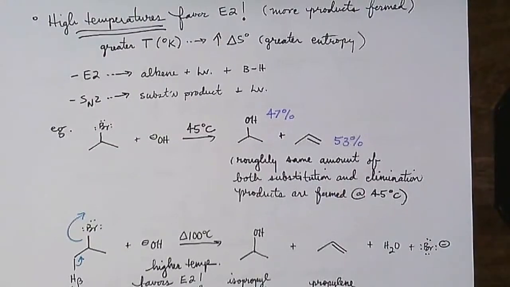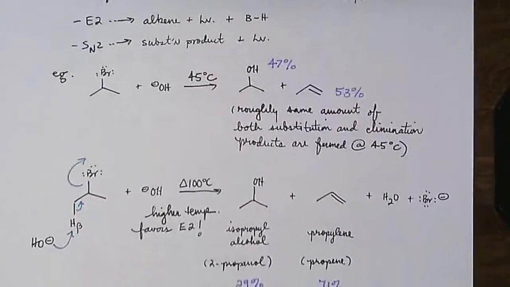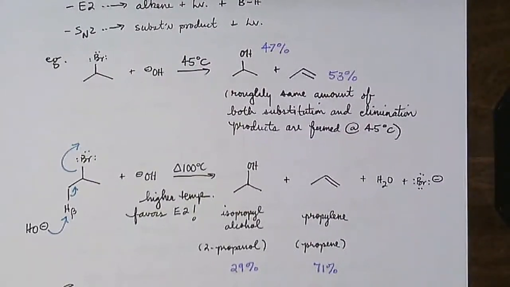High temperatures favor E2 with secondary alkyl halides. Our author explains this in terms of greater entropy. E2 produces an alkene plus a leaving group and the conjugate acid of our base, whereas SN2 produces only two products. So for example, if you heat isopropyl bromide at only 45 degrees with hydroxide ion as both your nucleophile and your base, we see roughly the same amount of both substitution and elimination, SN2 and E2.